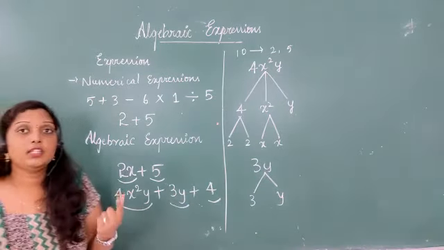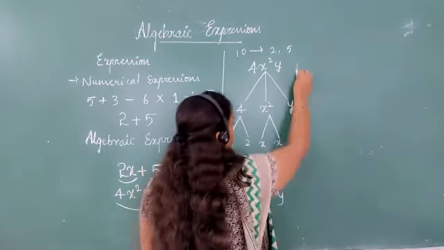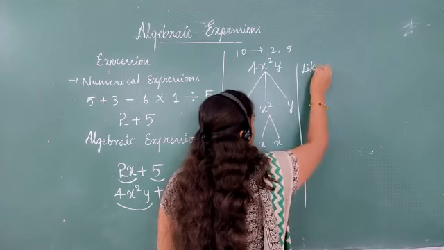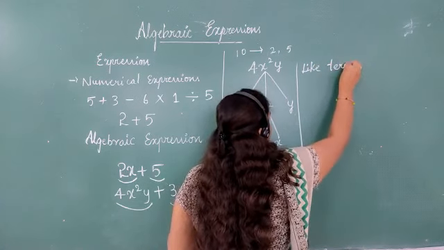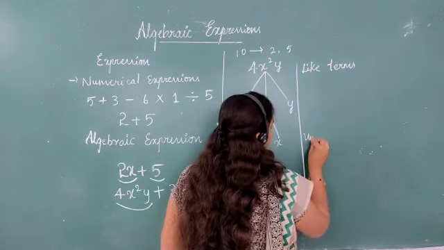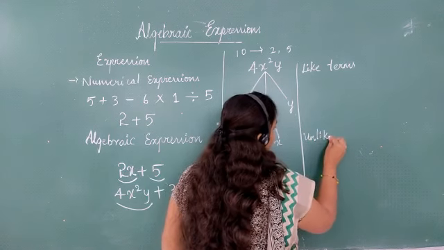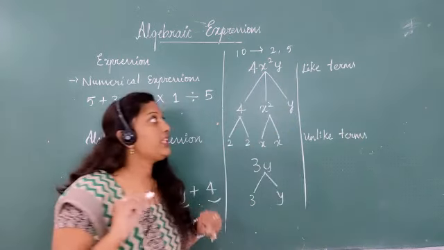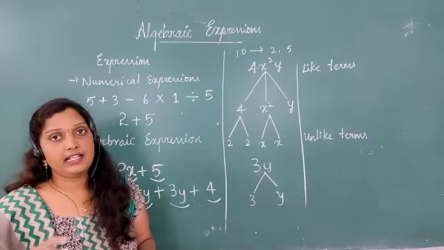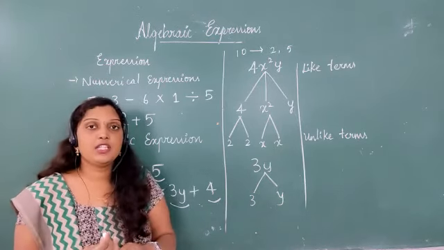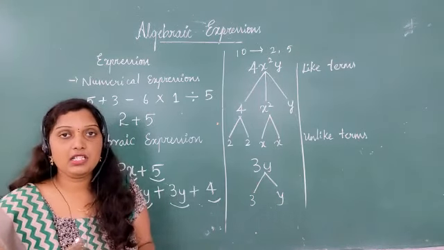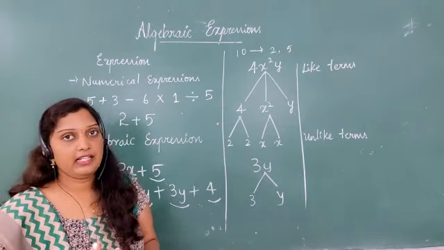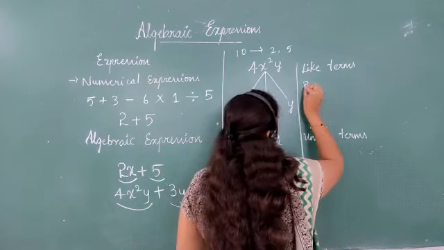Next, coming to the types of terms. In the types of terms we have two types, that is like terms and unlike terms. The first one is like terms. What are like terms? Like terms are nothing but the terms having the same variable with the same powers. I will take an example.